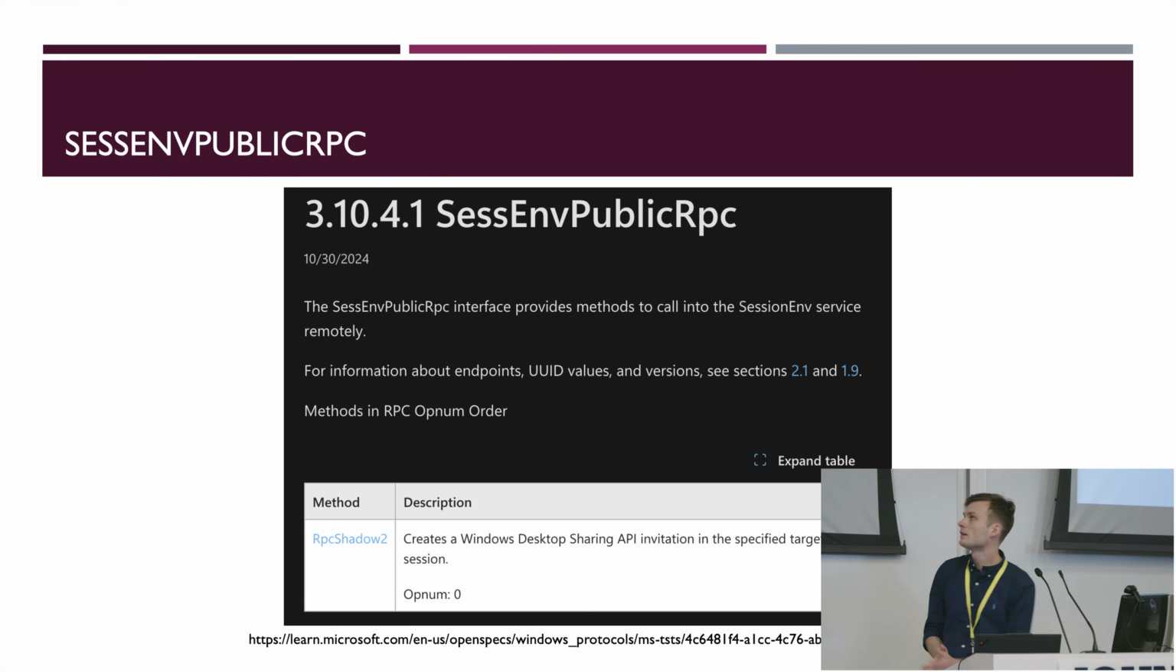So what's happening under the hood? When we switch the context, the client would make a call using an RPC interface. This one, I prefer not to pronounce. This interface exposes a single method called RpcShadow2 with operation number 0.